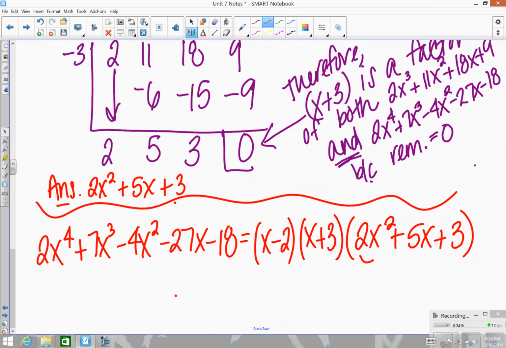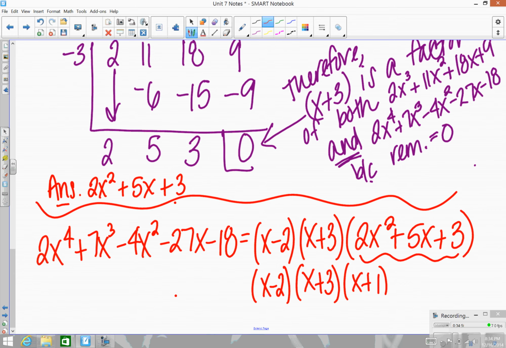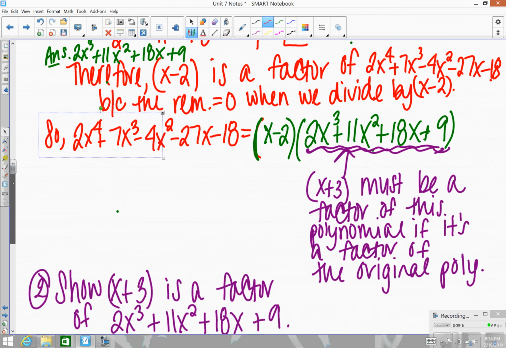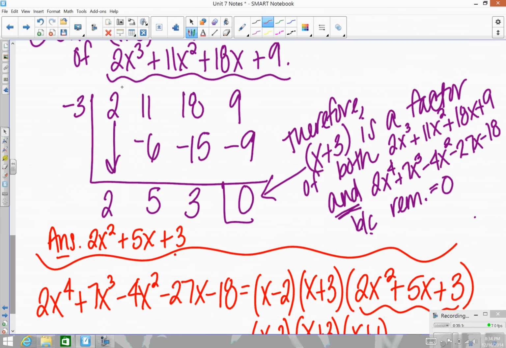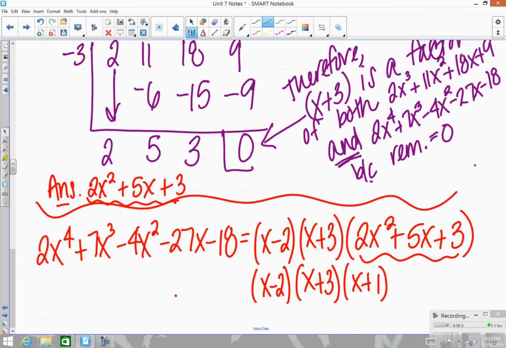And you could actually factor this further to show all of the factors. x minus 2 times x plus 3 are the two that we showed are factors of the original. When we divided by x minus 2, remember we got this expression here, and then I divided that by x plus 3, which got me this expression here. So that means my factors, x minus 2 times x plus 3, times what I got out, is the same thing as the original.